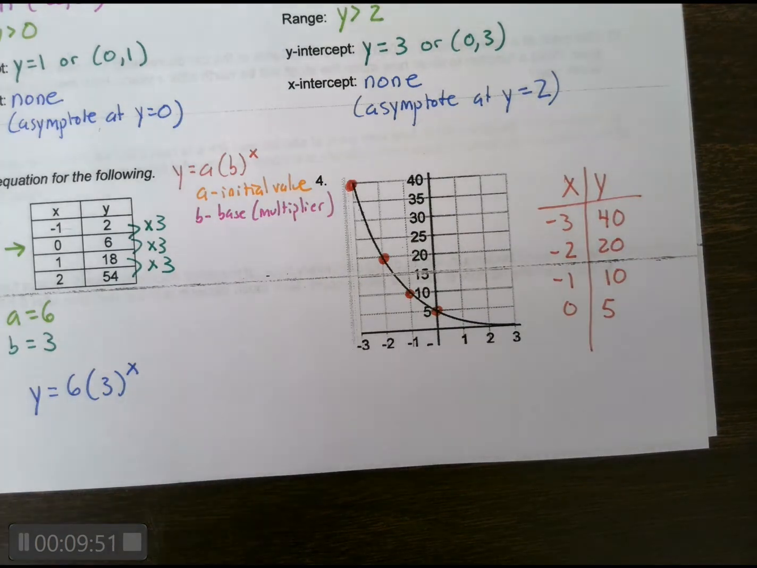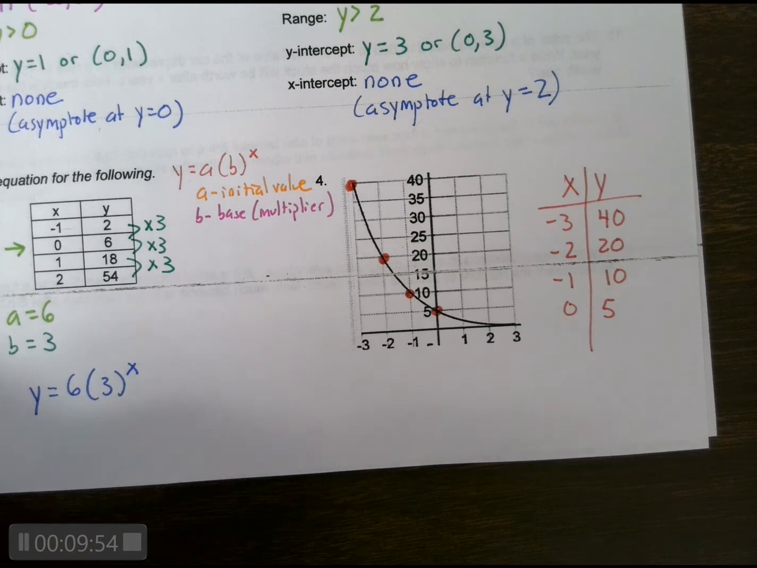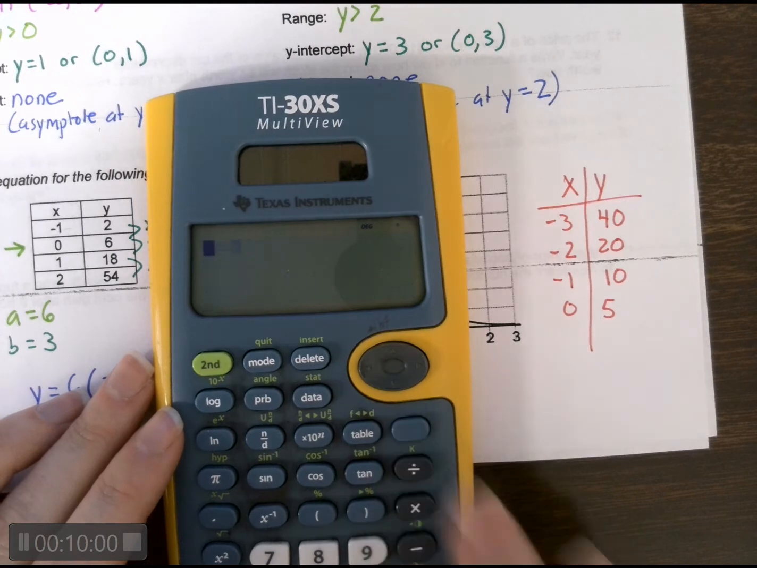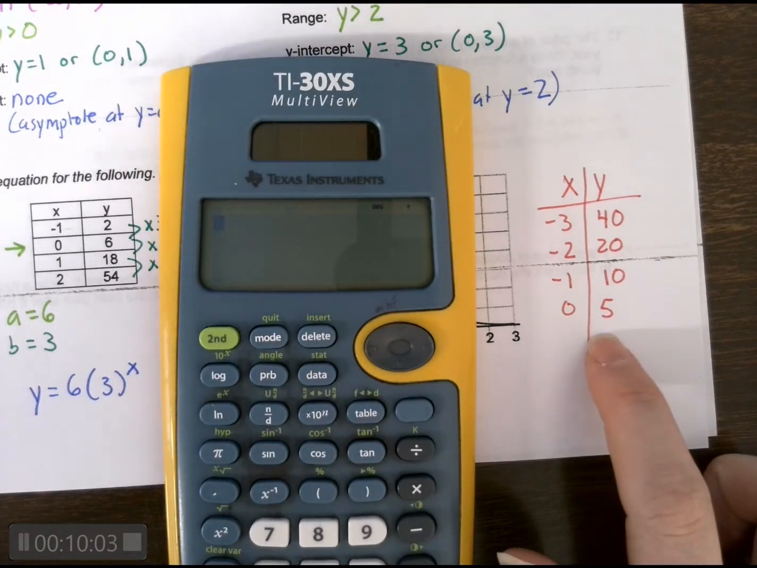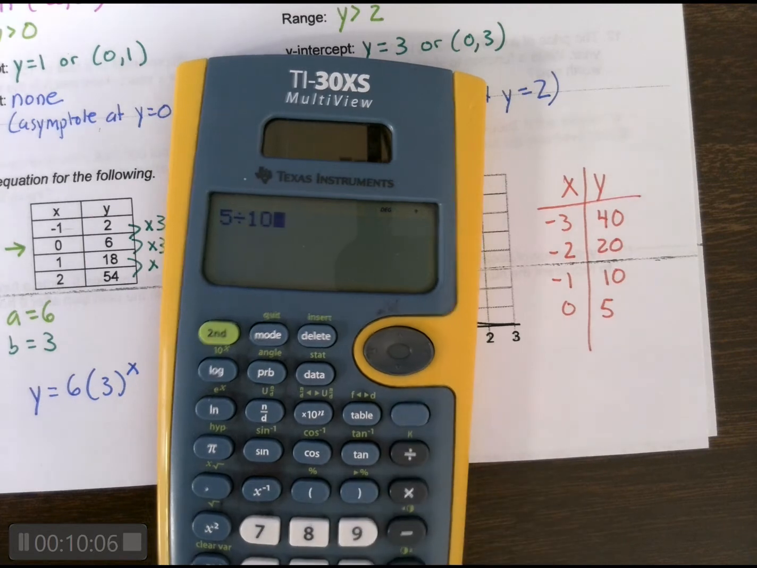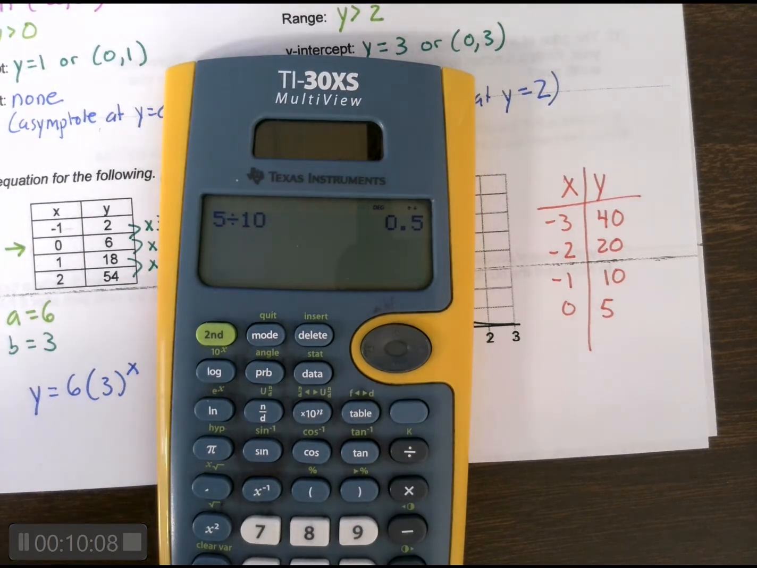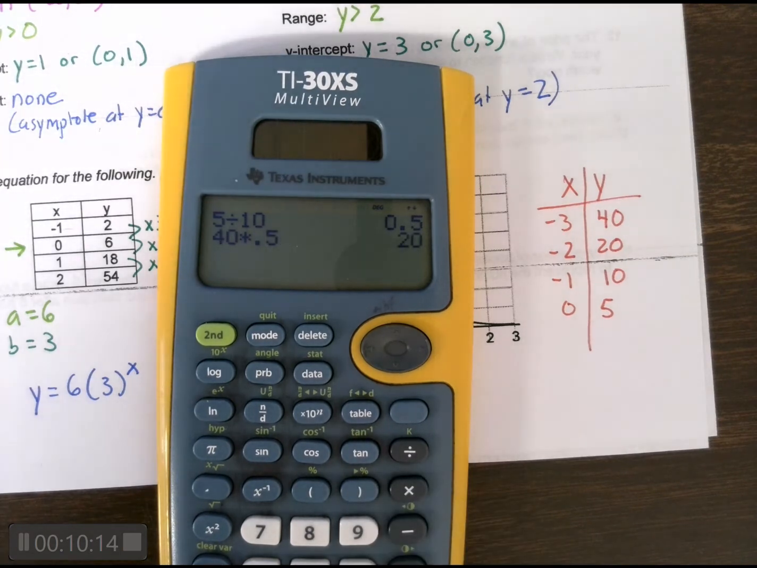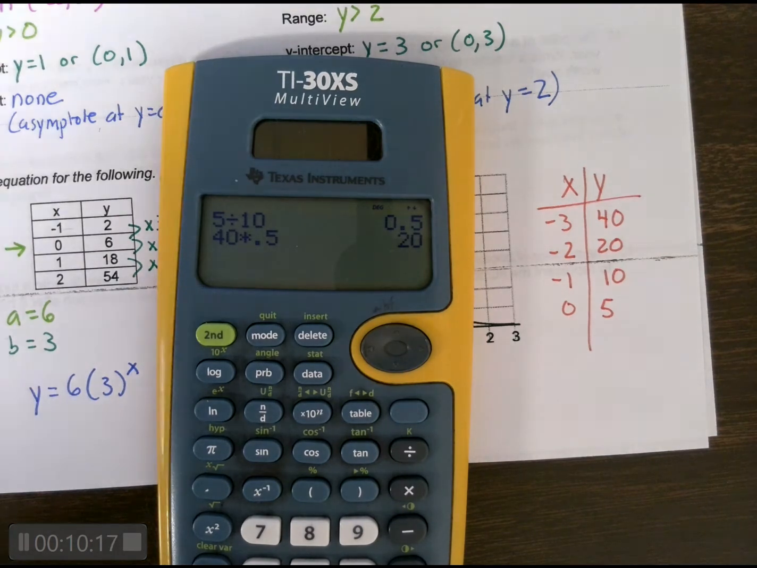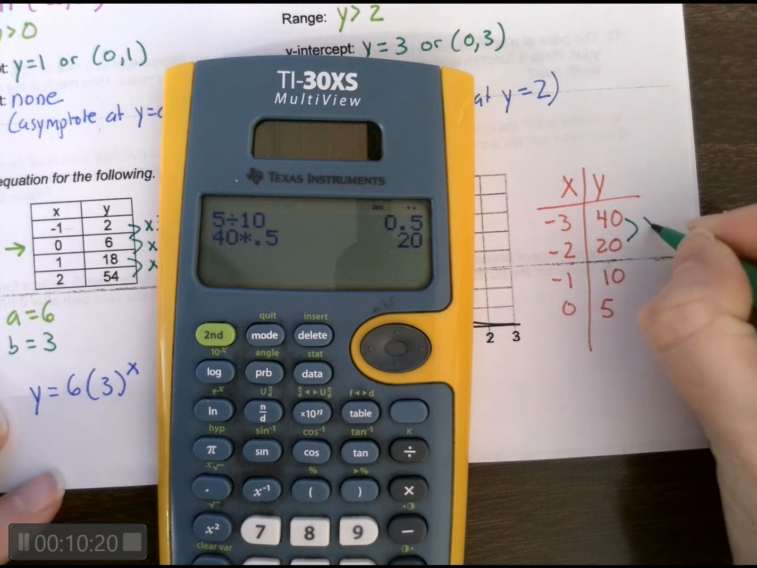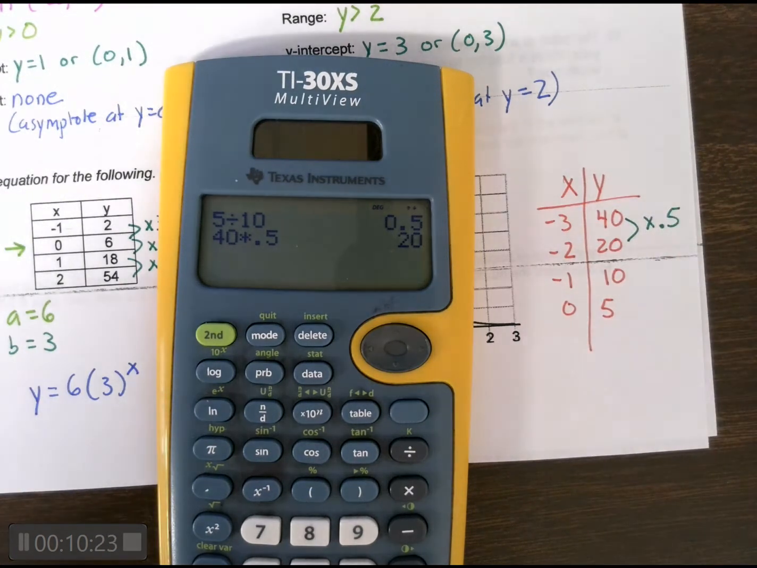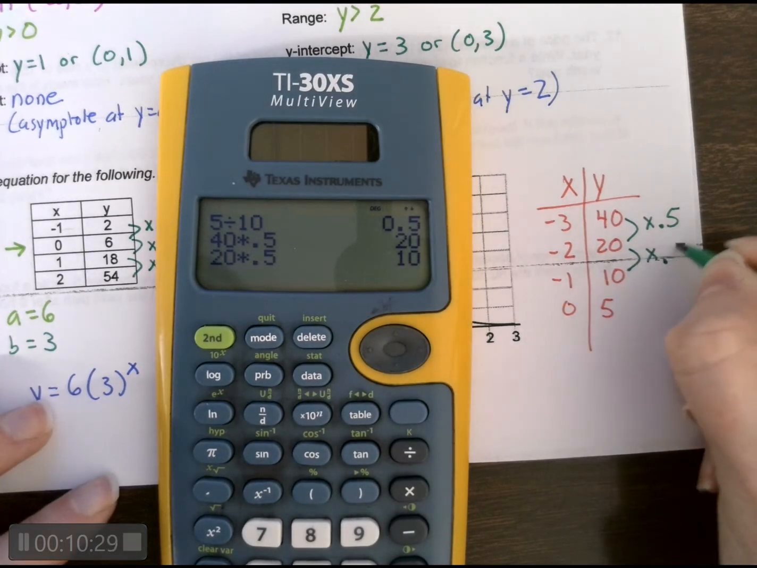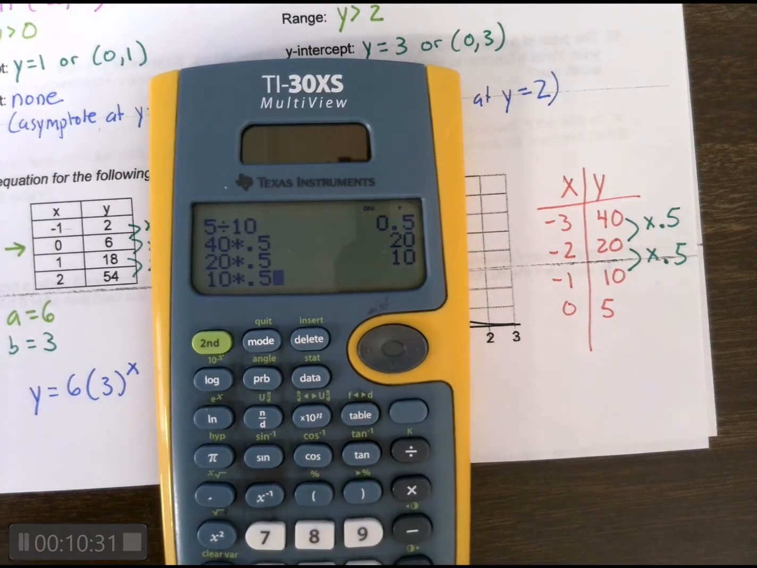Alrighty. So 40 times what gives us 20? If you are not good at fractions, go ahead and type it into your calculator. We start at the bottom and do 5 divided by 10, and that gives us 0.5. So try it. 40 times 0.5 gives us 20. Let's try it again. 20 times 0.5 gives us 10. And then 10 times 0.5 gives us 5.